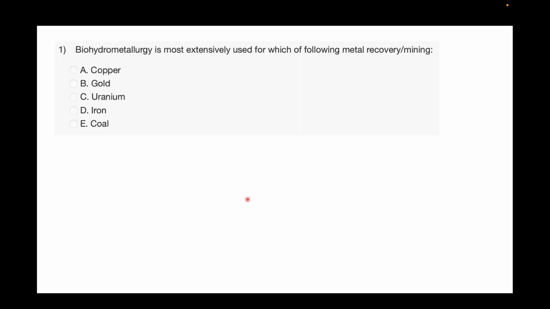So, biohydrometallurgy is most extensively used for metal recovery of copper metal. Correct answer, Ankita. Question number 1, option A is the correct answer. So, copper recovery is the process in which biohydrometallurgy is extensively used. Let us understand what is biohydrometallurgy and how copper is recovered.